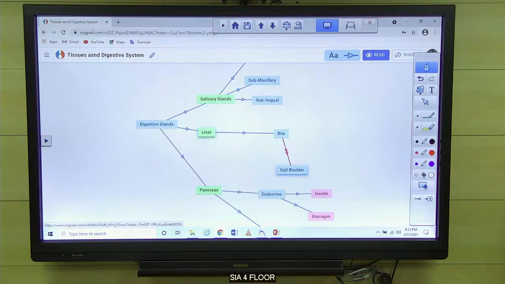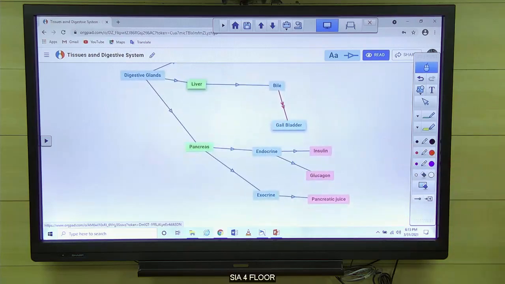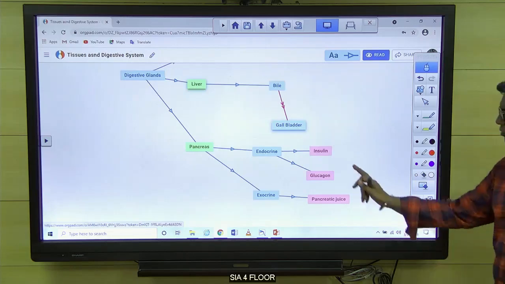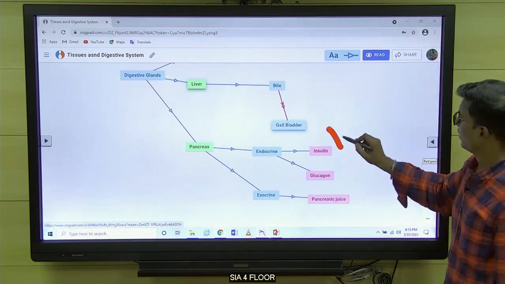And then pancreas, it has two portions, endocrine and exocrine portion. The endocrine portion secretes insulin and glucagon. Insulin and glucagon, two important things. In this, insulin is a hypoglycemic hormone. You can write down insulin is hypoglycemic, which means it reduces sugar level.